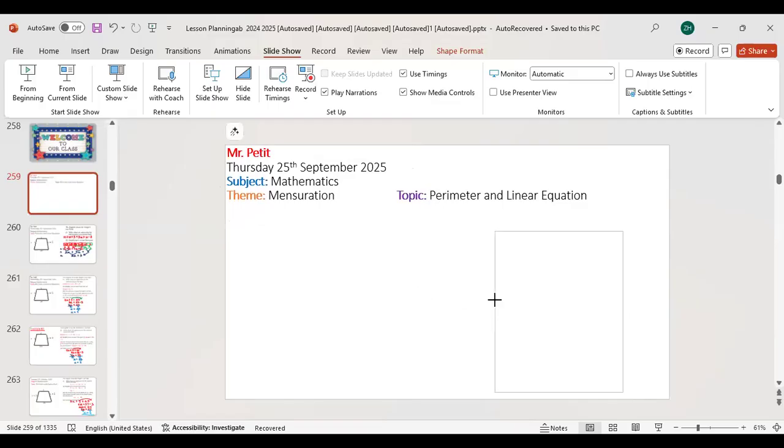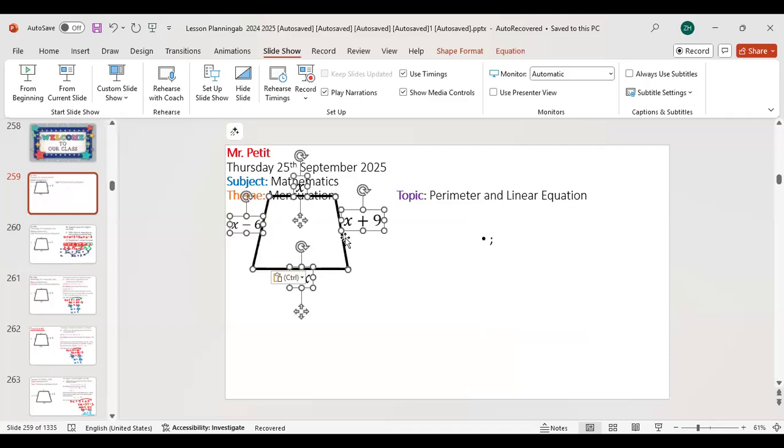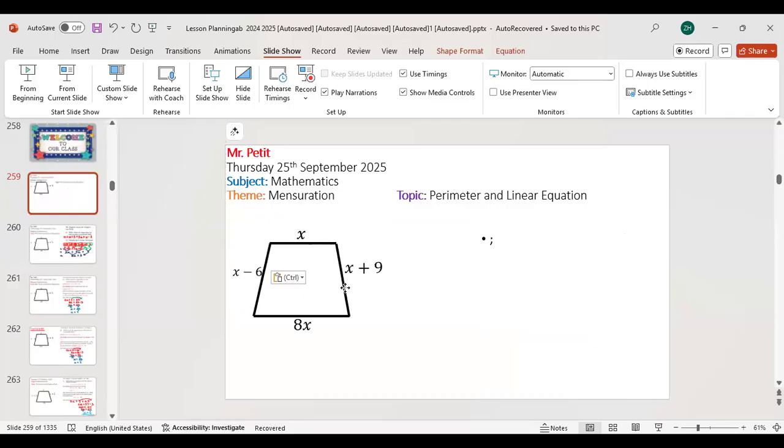So obviously when we do mensuration, it's a lot of drawing, so let's go ahead and draw this image first. It is a trapezium, so you could just quickly draw that. Let me just put it there, and there we go.